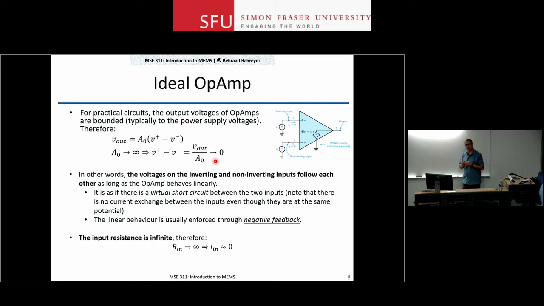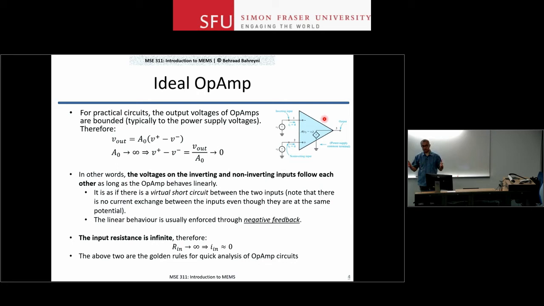The other implication, or the other assumption of the ideal op-amp, was that the input resistance was infinite. Well, immediately you can conclude that the input current going into either of these two inputs is going to be 0. Infinite input resistance means that no current goes into the terminals of the op-amp. These two rules are the golden rules of op-amp circuit analysis, right? There's a virtual short between the two inputs, and there is 0 current going into the input.